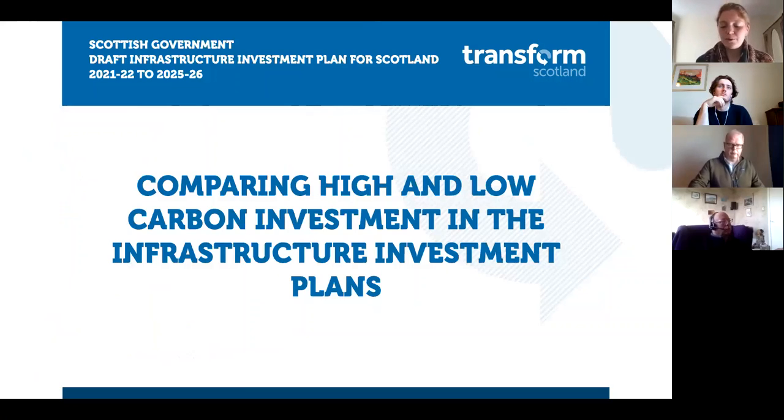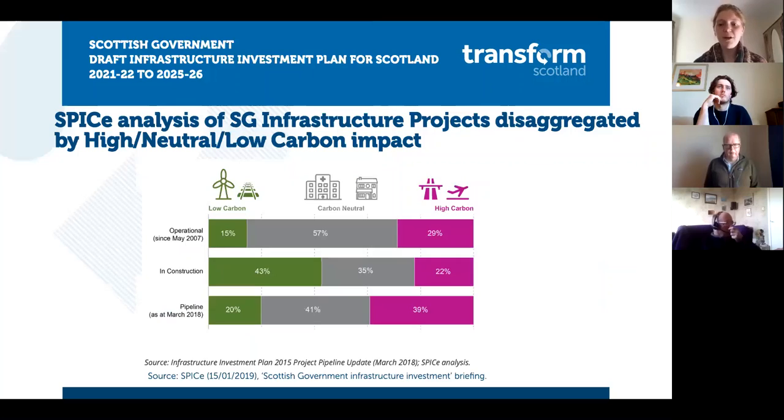So in the run-up to the IIP being published, we started having a look at historically comparing where Scottish Government investment priorities had been, whether they'd been high or low carbon. And SPICE published this graph in 2018, looking at exactly that, but looking at all infrastructure investment. And we've been using that graph, but really it doesn't quite fit what we want to be looking at, because first of all, it's slightly outdated now, but also it includes all types of infrastructure. And of course, we'd rather just be looking at transport.